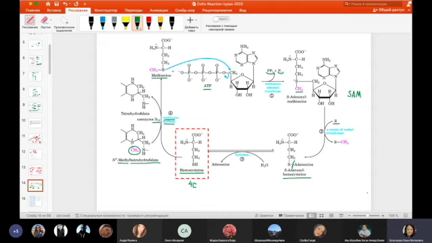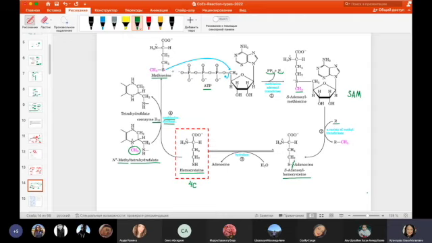After the methylation, S-adenosyl homocysteine is formed. Hydrolytical cleavage of the bond between sulfur and adenosine leads to formation of homocysteine, and homocysteine can be converted to methionine using two cofactors. First one is methyl tetrahydrofolate, and second one is B12, cyanocobalamin.